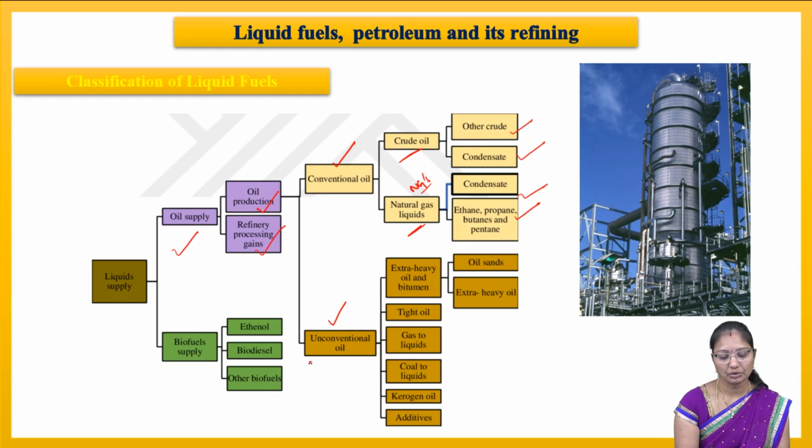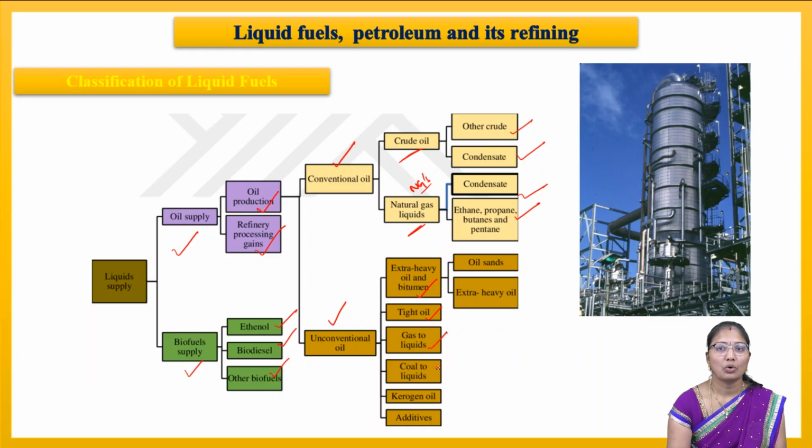Coming to the oil supply, next are the biofuel supplies. The biofuels are ethanol, biodiesel and other biofuels. Whereas in oil production, there are two types, conventional and unconventional oils. The unconventional oils include extra heavy oil and bitumen, and tight oils like gas to liquids, coal to liquids, kerosene oil formation and the additives. The oil sands and extra heavy oil come under the extra heavy oil and bitumen category.